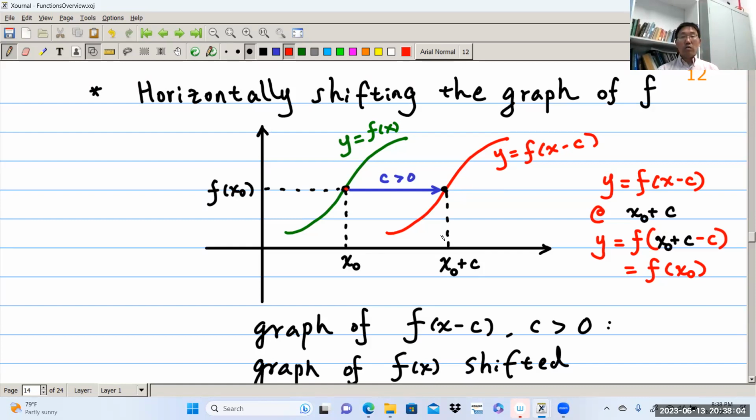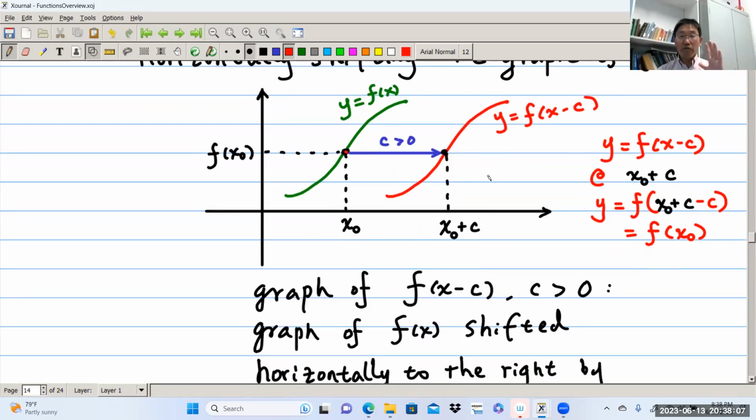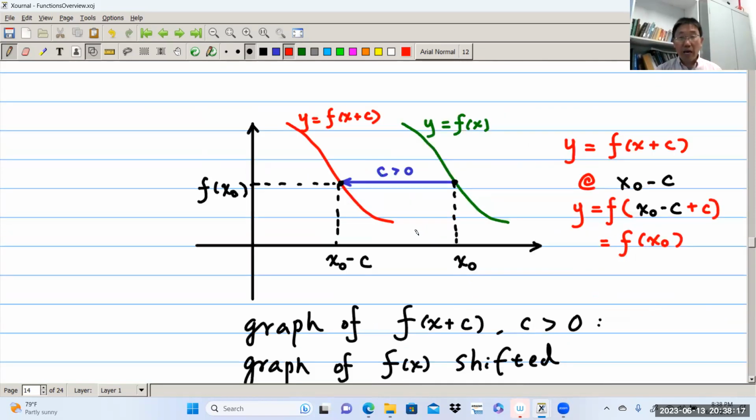So you remember this fact. The graph of f of x minus c, if c is positive, can be obtained by shifting the graph of y equals f of x to the right by c units. If you have f of x plus c, c positive, say for example f of x plus 1, then you shift the graph of y equals f of x to the left by 1 unit. With the same reason, same argument, because now in order to get f of x naught as the output, for f of x, I use x naught.